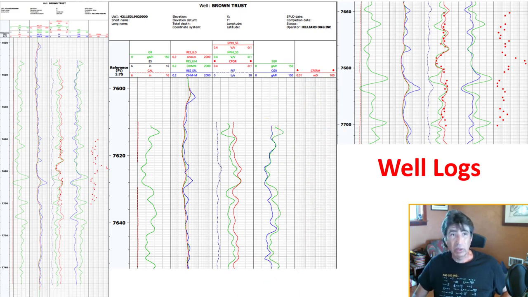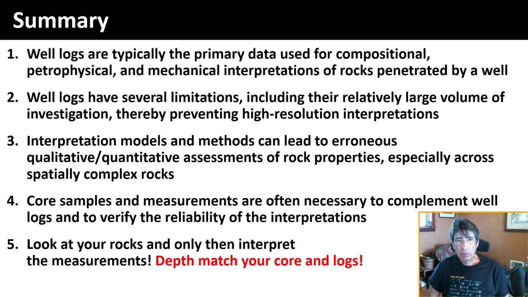So this is just a close-up of what we're going to see in a minute. Here's the summary. It's the same summary we had for the previous lecture. The only thing that I added to this summary is that the depth match of core and logs is very, very important, and we have to do it as a previous element of the interpretation when we look at core and logs. It is not uncommon that we have a mismatch of a few, even sometimes tens of feet between core and logs, so we have to be prepared for that.